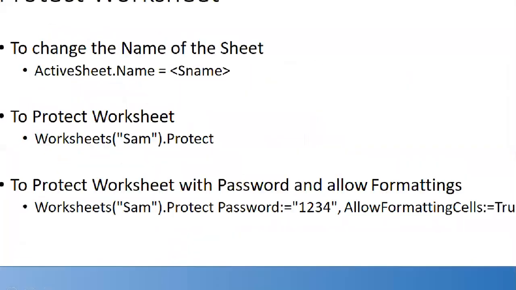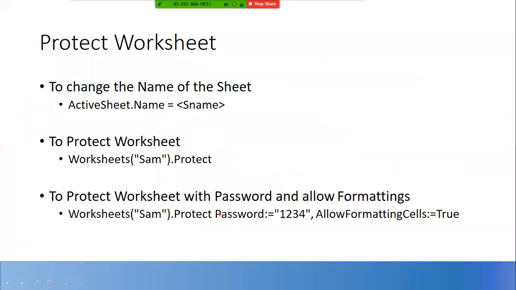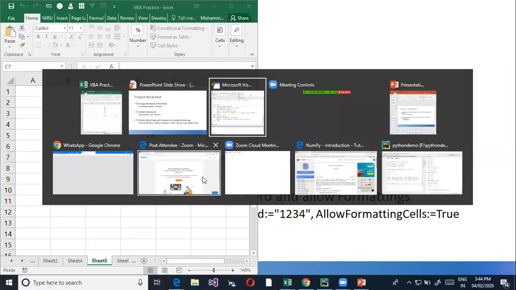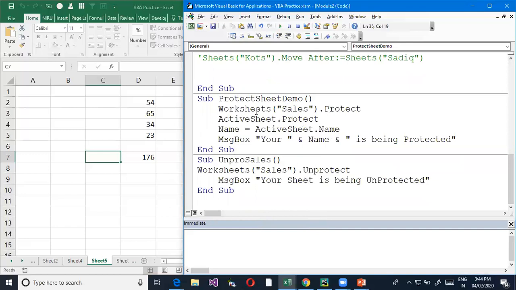Now you want to protect with a password. You can pass this parameter: Password is equal to the password. So you're protecting a sheet. Okay, so Sheets of Sales dot Protect. Let us protect that sheet only. Which sheet? Either this or that. Now, if you want to provide this, that is going to be the parameters.